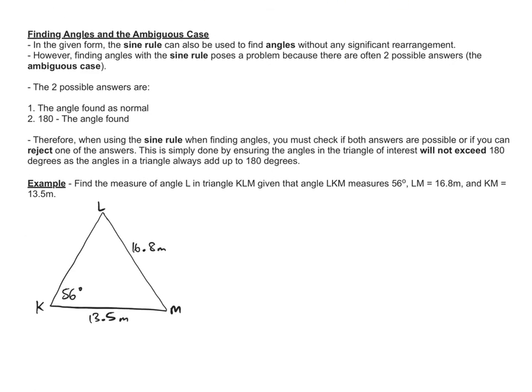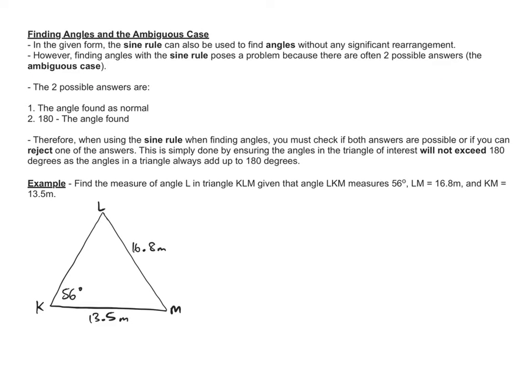Now, the next way of using the sine rule is to find angles, and we need to worry about the ambiguous case. This is not something in your current textbook. In the given form, the sine rule can also be used to find angles without any significant rearrangement. So unlike the cosine rule, where I gave you the angle form of the formula, you don't really need to do that here. The given form is fine. But when finding angles with the sine rule, you've got a problem because there are often two possible answers.